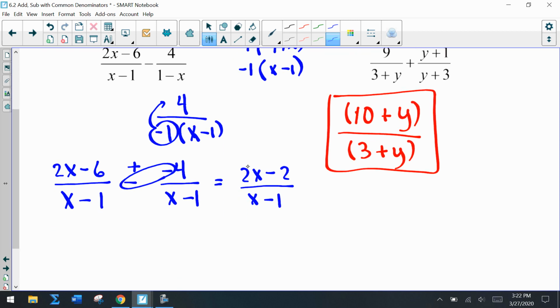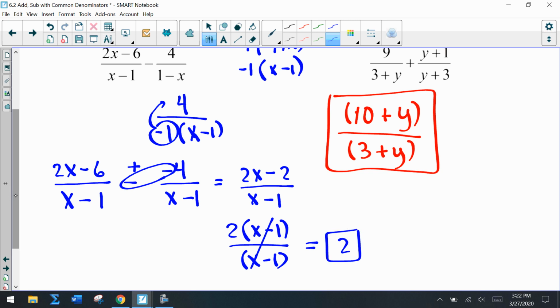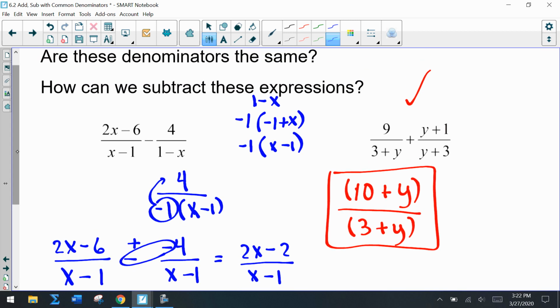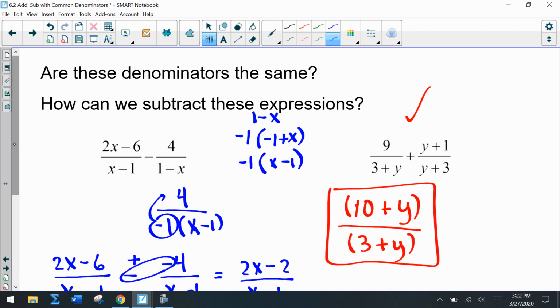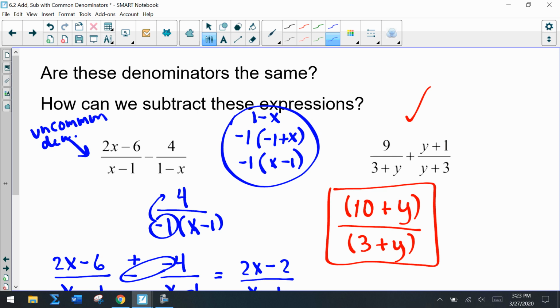And then we can continue to factor this numerator. So that all adds up or subtracts up to 2. So that negative, moving the negative from the numerator to the denominator, is going to be useful when we get into problems like this. So for this particular problem, these are uncommon denominators. But we're going to be using our knowledge of factoring out a negative 1 and shifting that negative to the numerator to help us add.